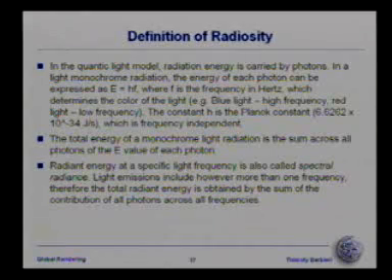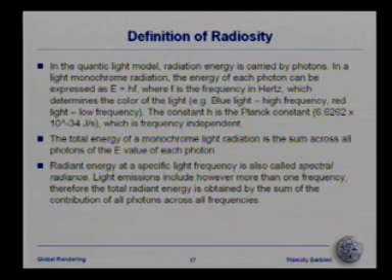Here there is a very brief discussion, without the idea of giving you a full course of physics, on how and why we can relate energy to light, and the definition of radiant energy. In the quantum light model, radiation energy is carried by photons. In monochrome light radiation, the energy of each photon can be expressed as E equals hf, where f is the frequency, which determines the color of the light. For example, blue light has a high frequency and red light has a low frequency, with h being the Planck constant, which is independent of the frequency.